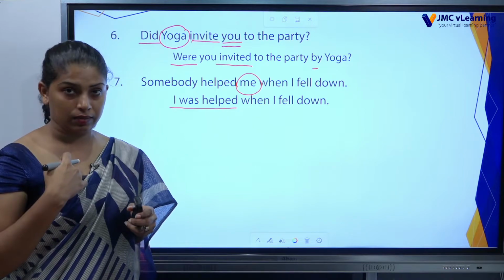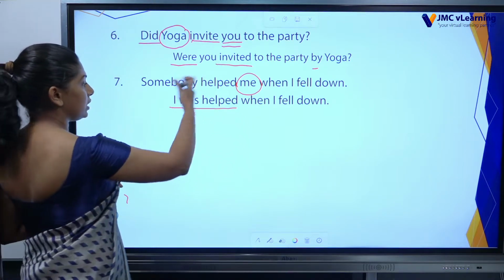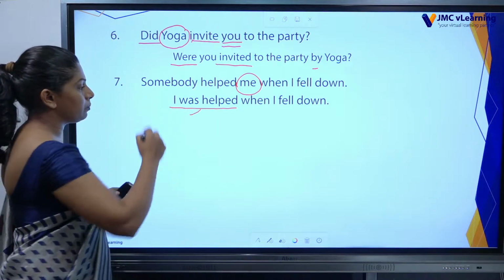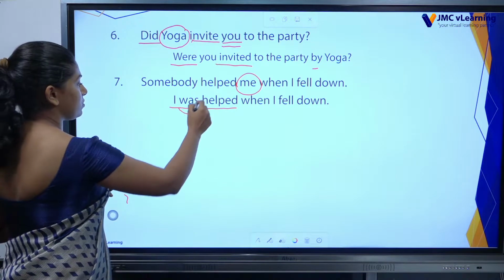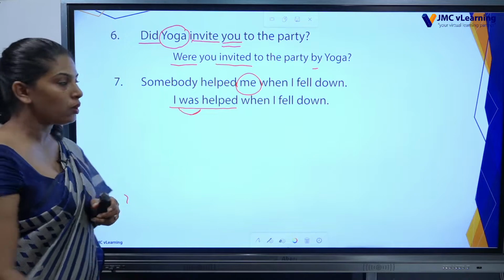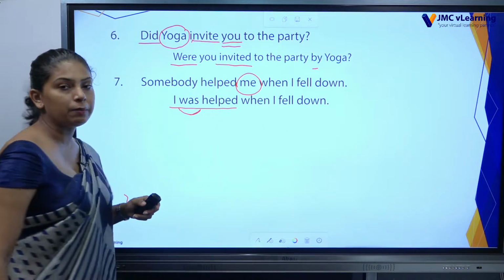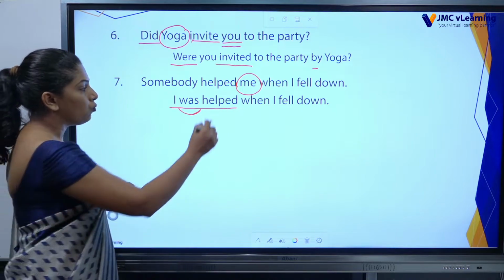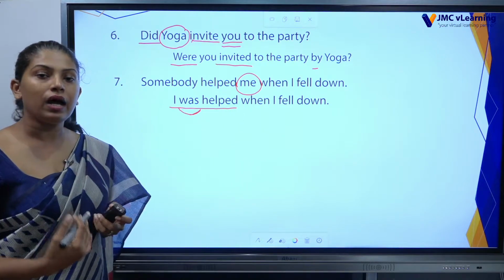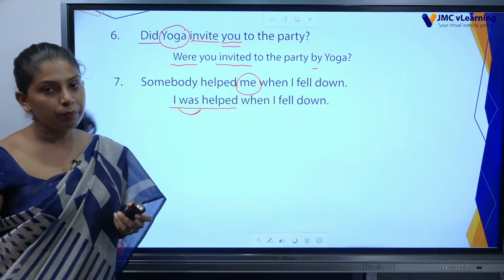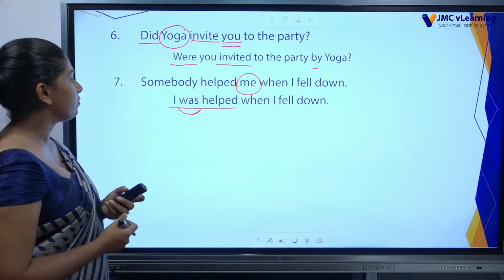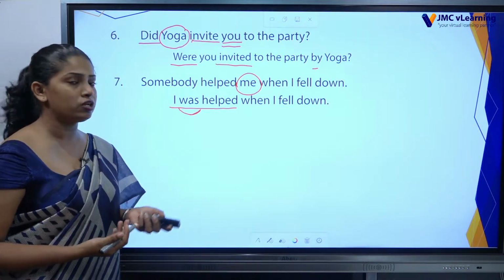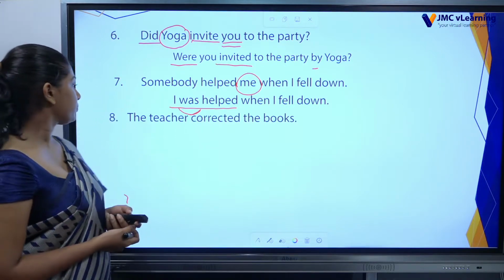Someone helped me. So, in passive voice we turn that into I was, because the helping verb is was, we have taken the object as I. So, I was helped, verb in past participle. I was helped when I fell down. When I fell down, someone helped me. The same idea is given here. I was helped when I fell down. But here we need not mention someone.